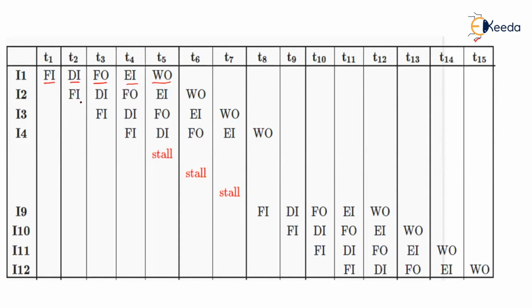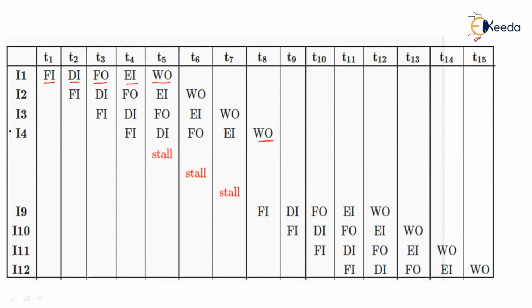Okay, it is available in the third clock cycle. So it keeps on entering after I2. Finally it finishes its execution at the 7th clock cycle. Similarly, I4 enters into the fetch the instruction stage in the fourth clock cycle. It leaves the pipeline in the 8th clock cycle.